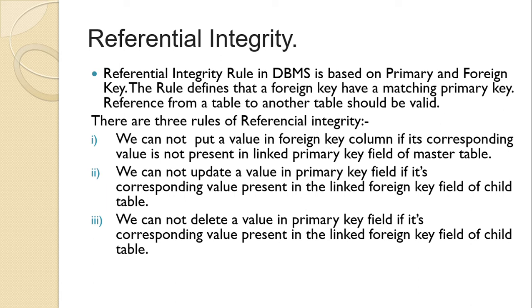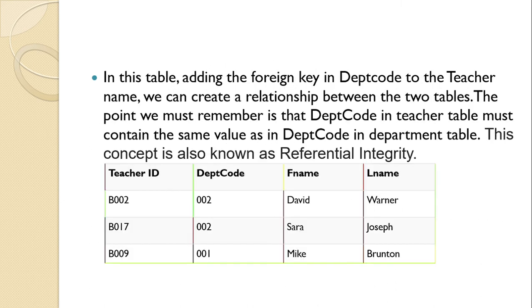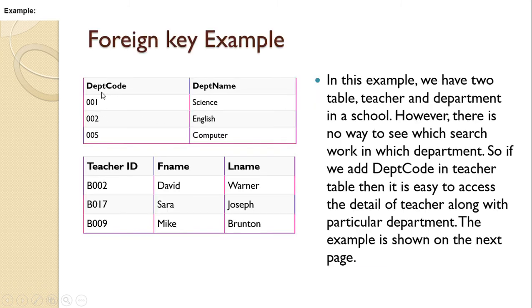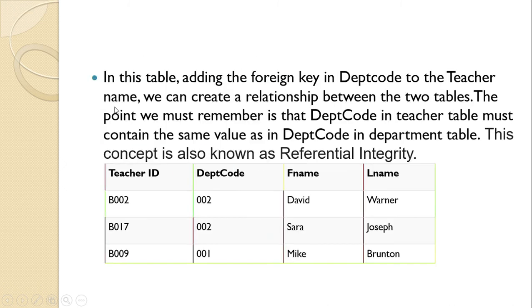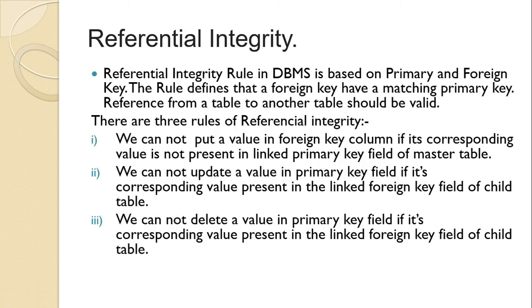First one, we cannot put a value in a foreign key column if the corresponding value is not present in the linked primary key of the master table. For example, we cannot put department code 010. Why? It is not present in this department table. As the department code in the department table does not have the value 010, we are unable to put department code 010 in the teacher table also. This is the first rule of referential integrity.